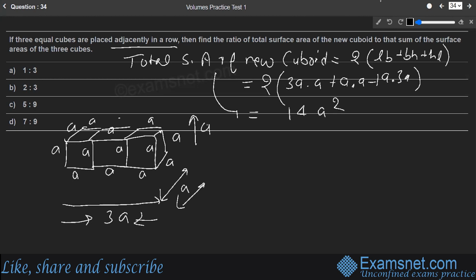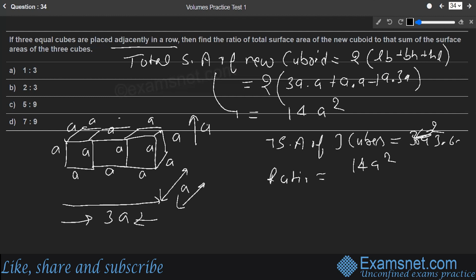Now let us see the total surface area of the cubes separately. Each cube has a surface area of 6a square. So the total surface area of three cubes separately is nothing but 3 into 6a square, that is 18a square. Now he wants us to calculate the ratio. Because each cube has a surface area of 6a square, and there are three such cubes, it has to be 3 into 6a square, that is 18a square.